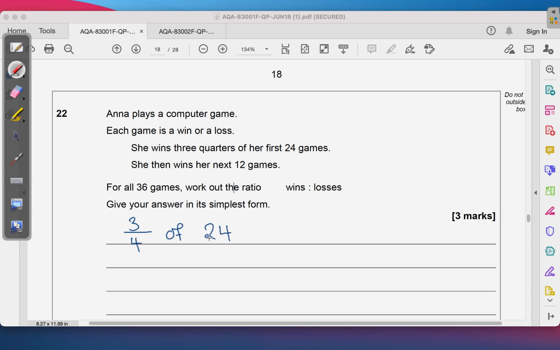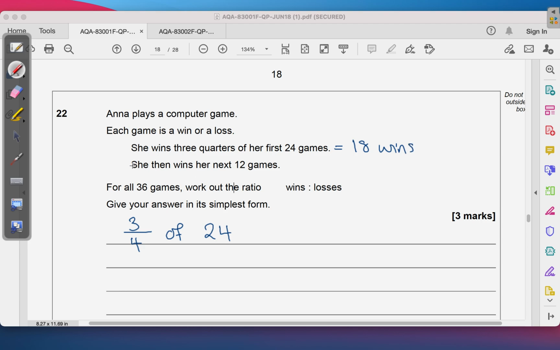Now to do that, I'm going to work out 1/4 of 24. And when you do 1/4 of something, you divide it by 4. So you divide this by 4, and you get 6. And then to do 3/4, you simply times that by 3, which gives us 18. So the answer is 18 wins.